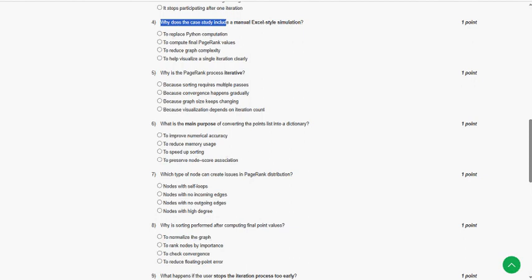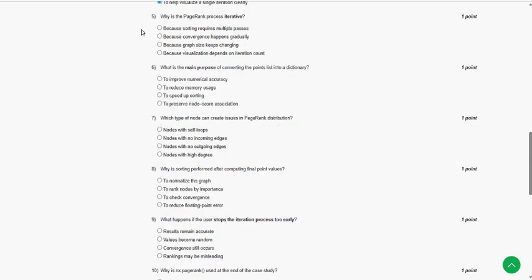why does the case study include a manual Excel style simulation? For the fourth question, the fourth option, to help visualize a single iteration clearly. Next, fifth one, why is the page rank process iterative? For the fifth question, the second option, because convergence happens gradually.